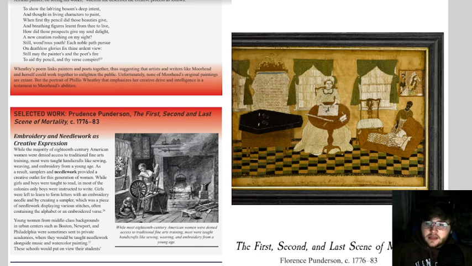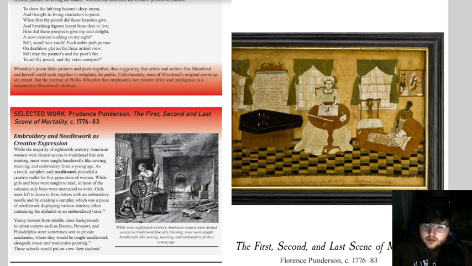While the majority of 18th century American women were denied access to traditional fine arts training, most were taught handicrafts like sewing, weaving, and embroidery from a young age. As a result, samplers and needlework provided a creative outlet for this generation of women.